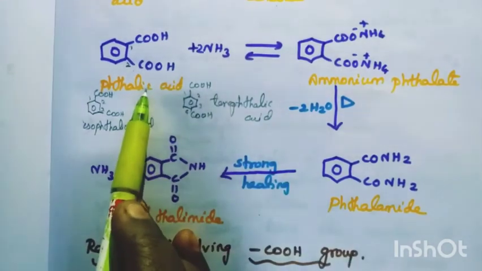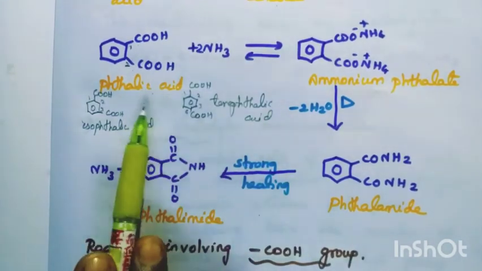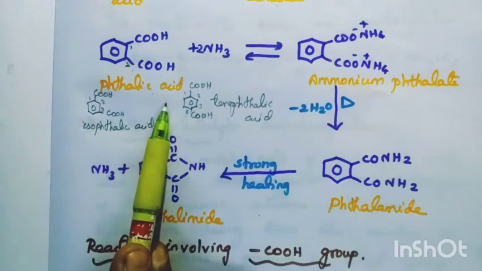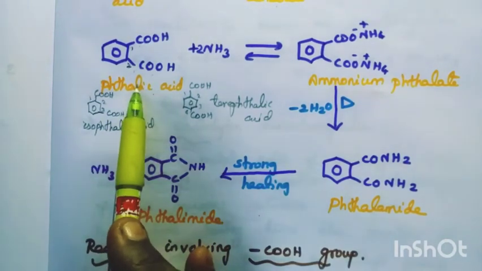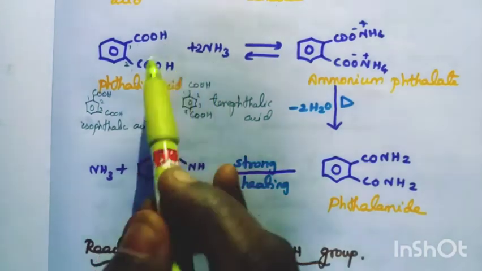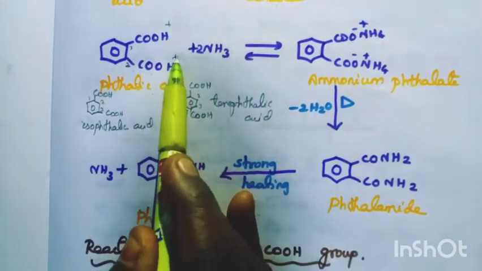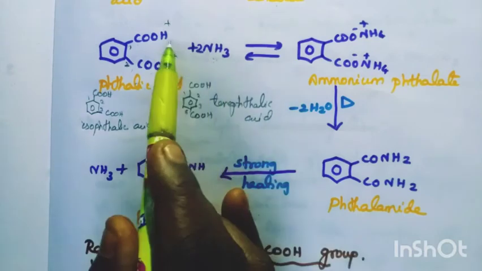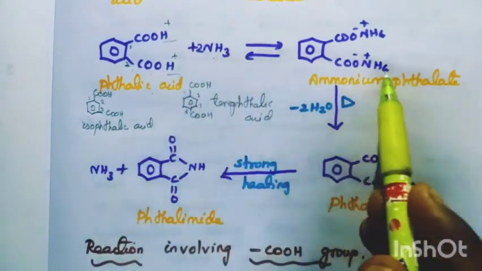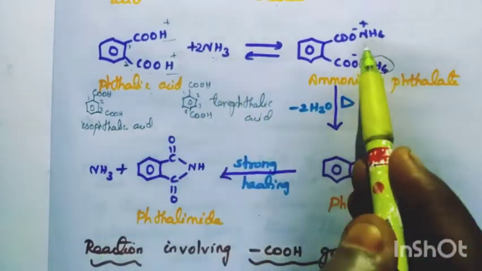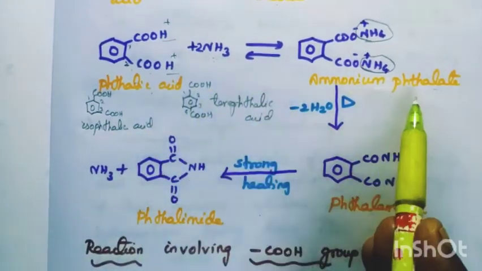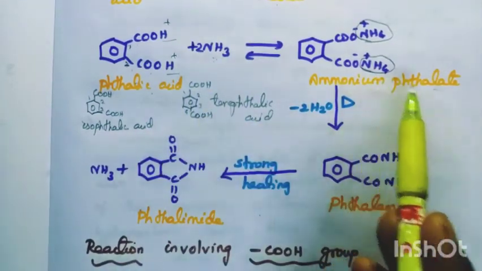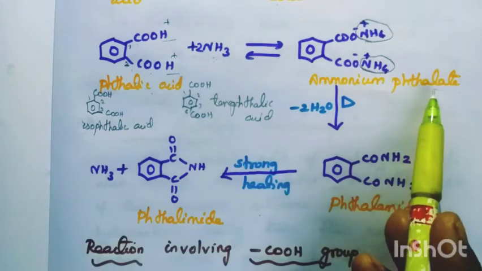Now we are taking phthalic acid. Why is it called phthalic acid? The two carboxylic acids are in the 1-2 position. So phthalic acid with ammonia: here we have 2 H plus, so we need 2 ammonia. Here NH4 plus and here NH4 plus. Yes, this is ammonium phthalate. If hydrogen is removed, it is called phthalate, no? So ammonium phthalate.